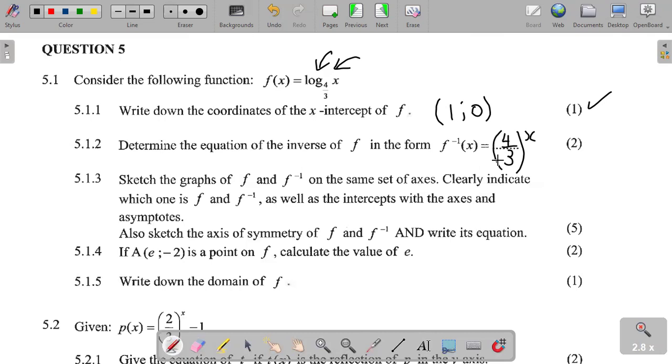Again, you are expected to be able to read. Sketch the graphs of f and f inverse on the same set of axes. Clearly indicate which one is f and f inverse, as well as the intercepts with the axis and asymptotes. Also, sketch the axis of symmetry of f and f inverse and write its equation.